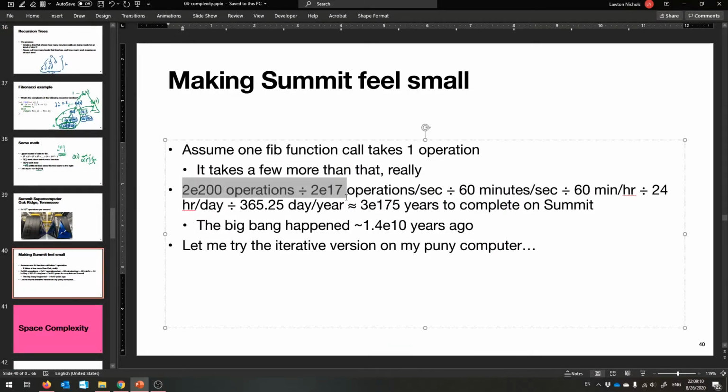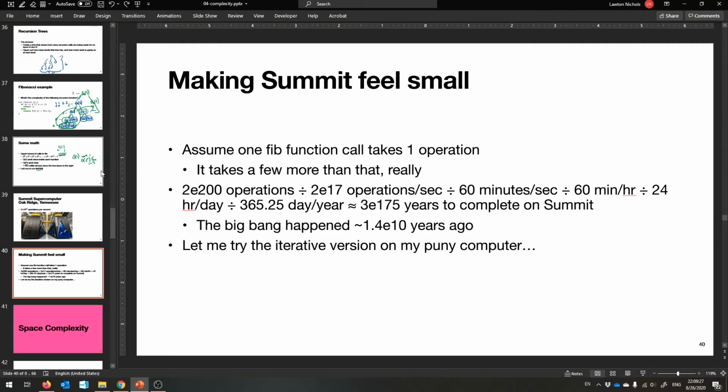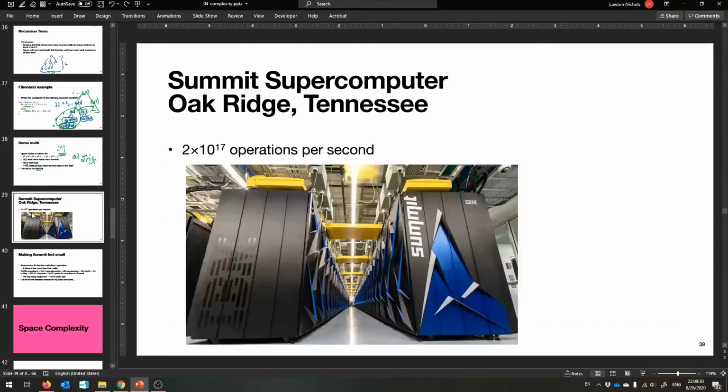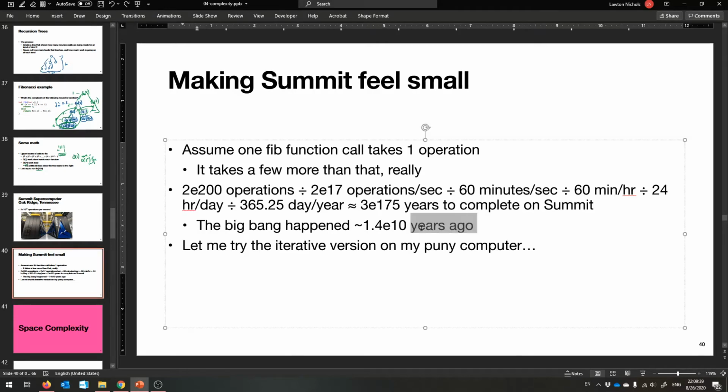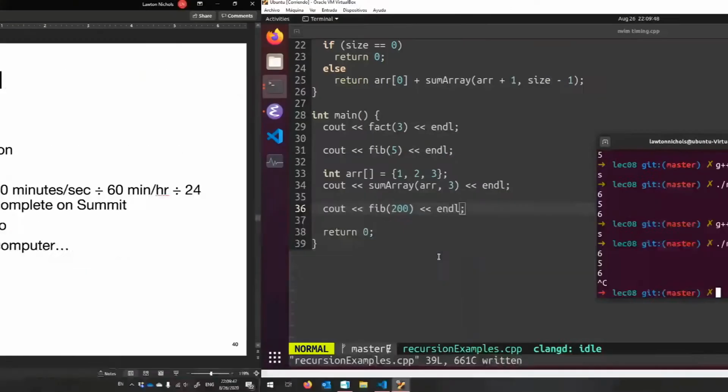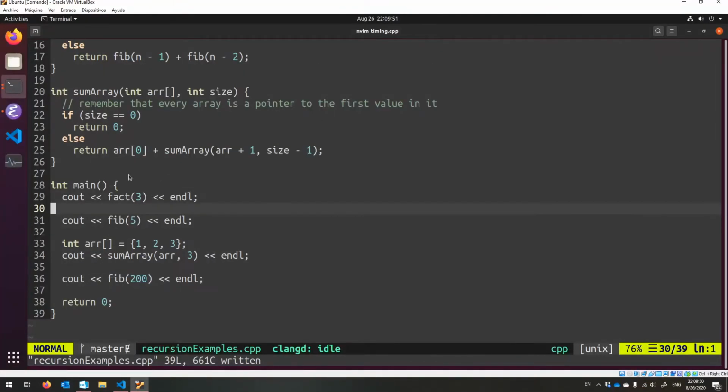well, 2 to the 200 divided by that many operations per second, divided by 60 seconds per minute, divided by 60 minutes per hour, divided by 24 hours per day, divided by that many days per year, equals 3 × 10 to the 175 years. That's how long it would take to complete fib of 200 on this supercomputer. Okay? And just to give you something you can compare against, that's several times more than the age of our universe. But we can make an iterative version, can't we?